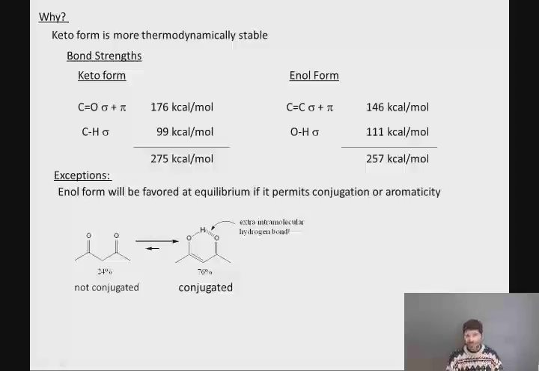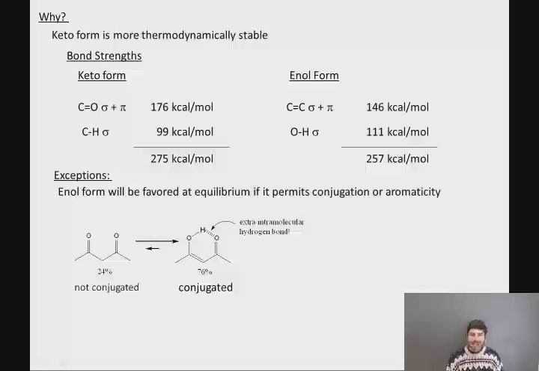For two reasons. First of all, the enol form is conjugated. The CC double bond and the CO double bond are conjugated with each other, whereas in the di-keto form, those two double bonds are not conjugated. They are separated by two single bonds and not one single bond.